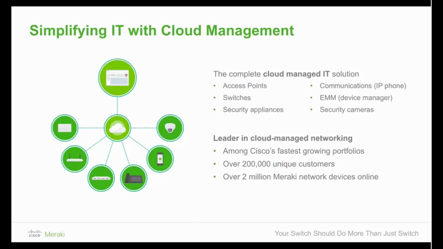We have our wireless access points, indoor and outdoor models, 802.11 AC Wave 2 devices. We have our security appliances. These are UTM, so Unified Threat Management devices. They do the job of about 6 different devices all in one nice little sleek box. We have the switches that we're going to be talking about today, both access as well as aggregation switches. We have our communications portfolio, we have our enterprise mobility management platform, and the latest addition are the security cameras.